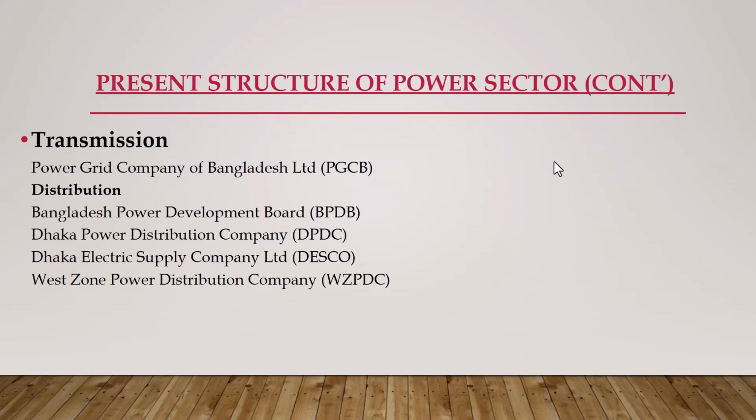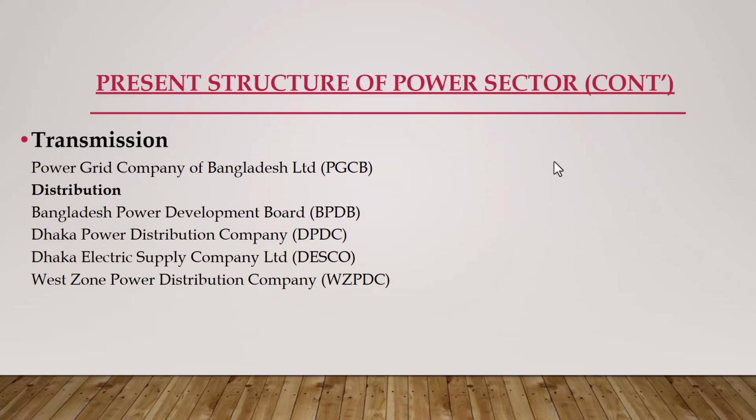Now, once the electricity reaches local substations, it needs to be stepped down in voltage and delivered to consumers. This is where the distribution companies come in. There are several distribution companies that handle different regions. BPDB, the Bangladesh Power Development Board, handles the distribution in many parts of the country, especially in areas not yet handed over to separate entities. Then there's Dhaka Power Distribution Company and Dhaka Electric Supply Company Limited, which manage electricity distribution in different zones within Dhaka city. For the southwestern part of the country, distribution is managed by West Zone Power Distribution Company.